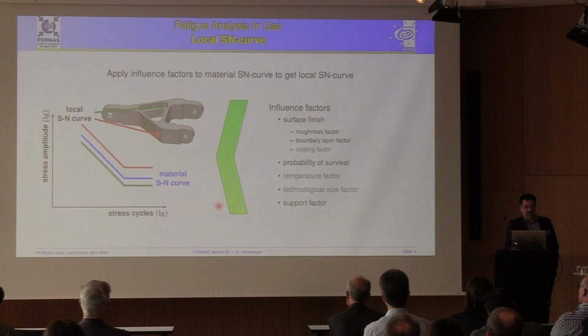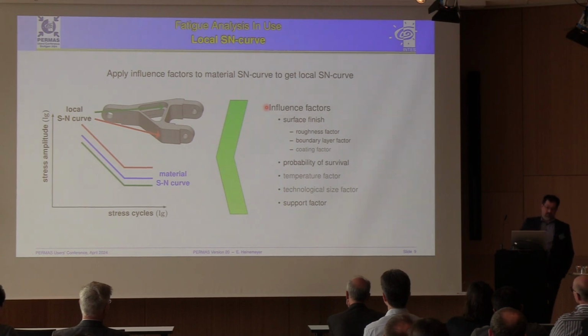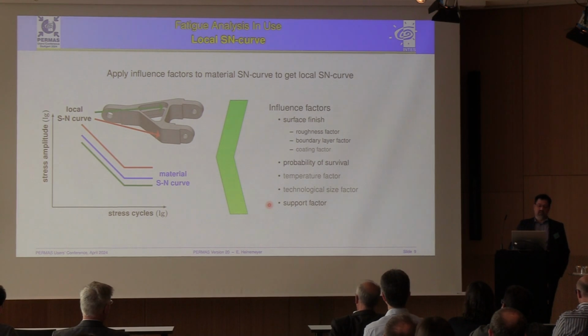Once you have this blue material curve, then you also need your local SN curve, which means that you have influence factors that may vary over your model and which may, for example, depend on your surface finish or may depend on the local loading conditions and therefore the geometry. For example, the support factor. And with this, you get your local SN curve.